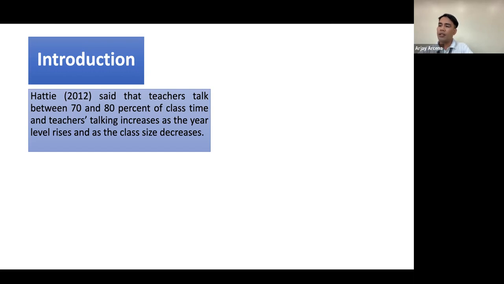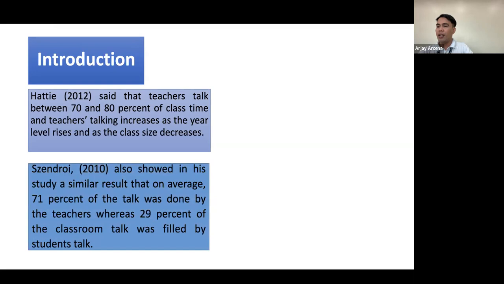In this case, students are given a chance to speak and, more importantly, impose their own prior achievement, understanding, sequencing, and questioning. Zindroy also showed in his study a similar result: on average, 71% of the talk was done by the teachers, whereas 29% of the classroom talk was filled by students' talk. This further tells us an indication that a lot of teachers in different classroom discussions give more time to what they are giving to students rather than assessing what the students have learned from them.